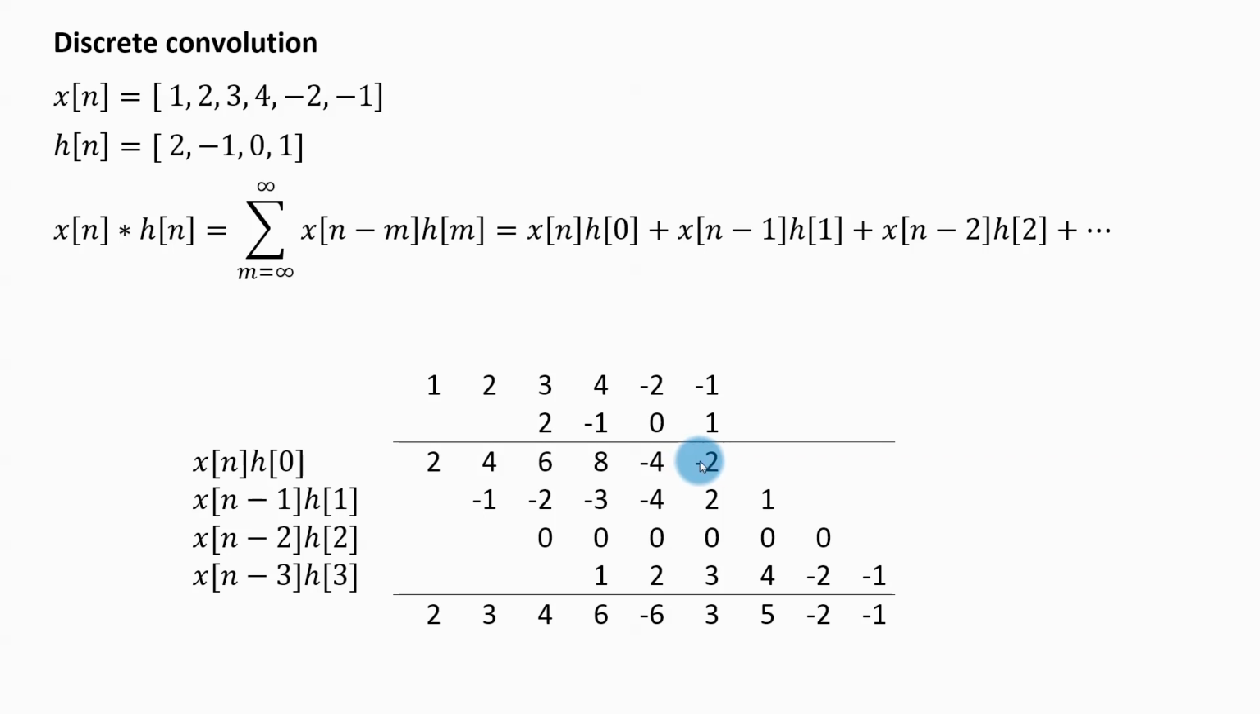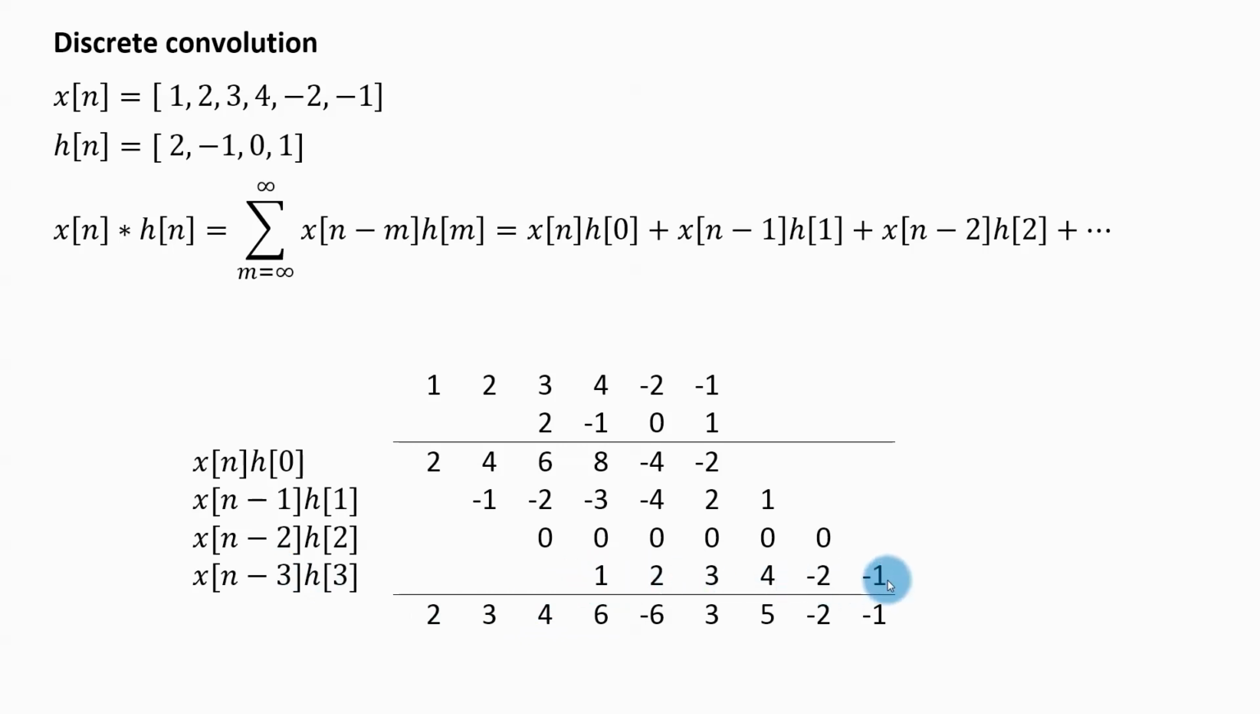And the last thing is that I will take my signal delayed by 3 samples and multiply it by this last element of this second sequence, by H3. So I just multiply this signal by 1, I will get the same signal and I must shift it by 3. And this is the result.